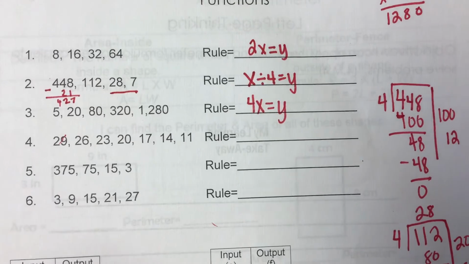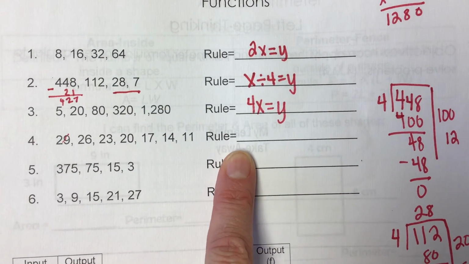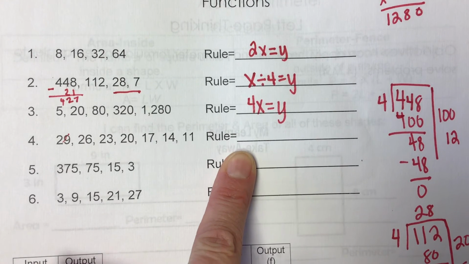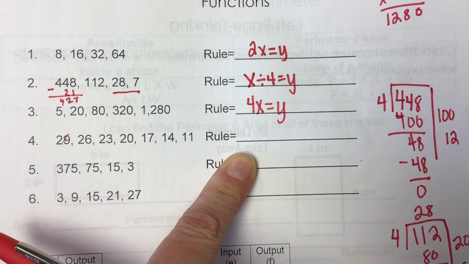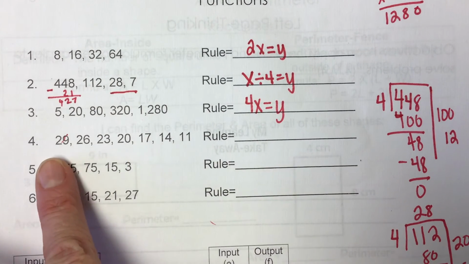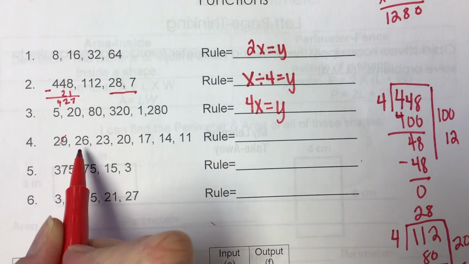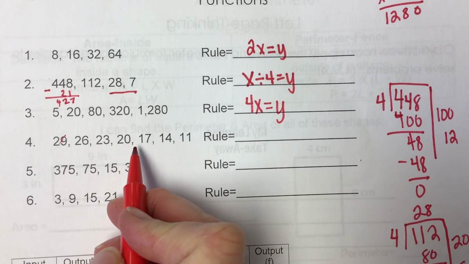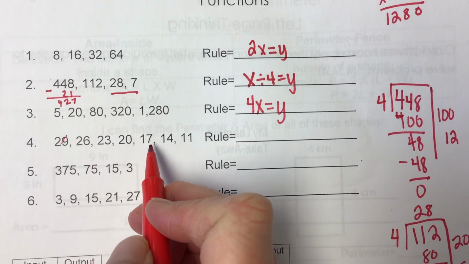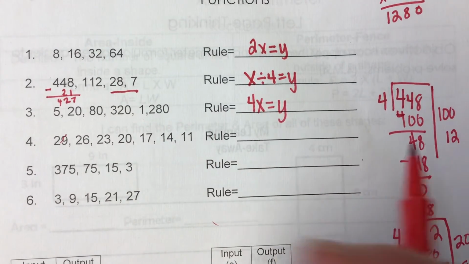Okay, what do we think the rule is for number 4? The numbers are decreasing, so it's either subtract or divide. What do we think the rule is? McKenna? Subtracting 3. So let's try it. 29 minus 3 is 26. Minus 3 is 23, minus 3 is 20, minus 3 is 17, minus 3 is 14, minus 3 is 11.